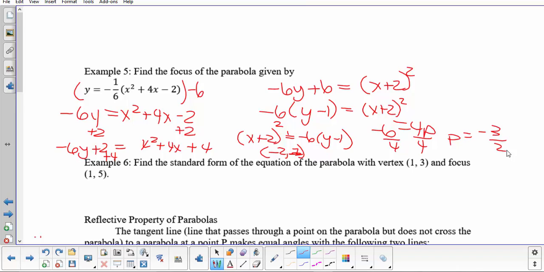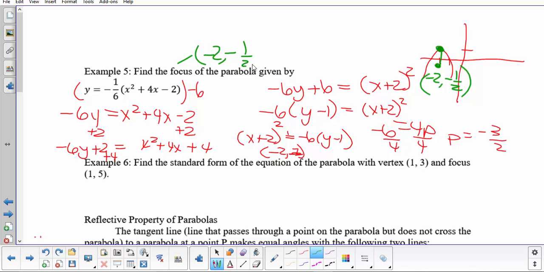So if we take a look at where these would be on a coordinate plane, negative 2, 1 would be about here. And it's x squared, so it's opening up or down. And because our p-value is negative, it tells us it's opening down. So if we start at the vertex and go down 1.5, we end up at the point negative 2, negative 1/2. So that is our focus, negative 2, negative 1/2.